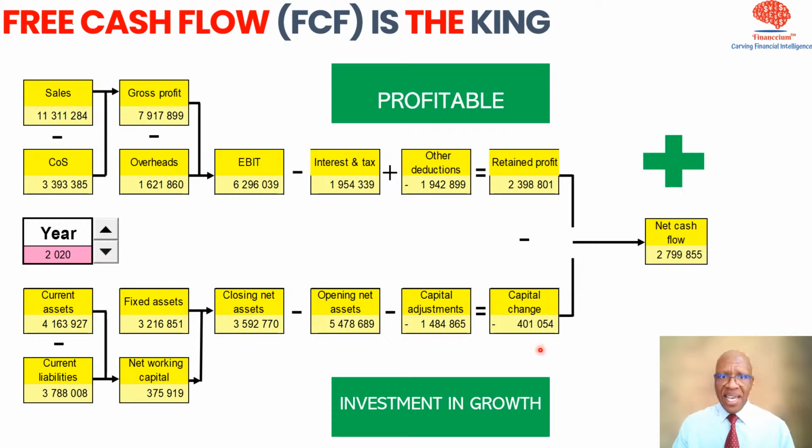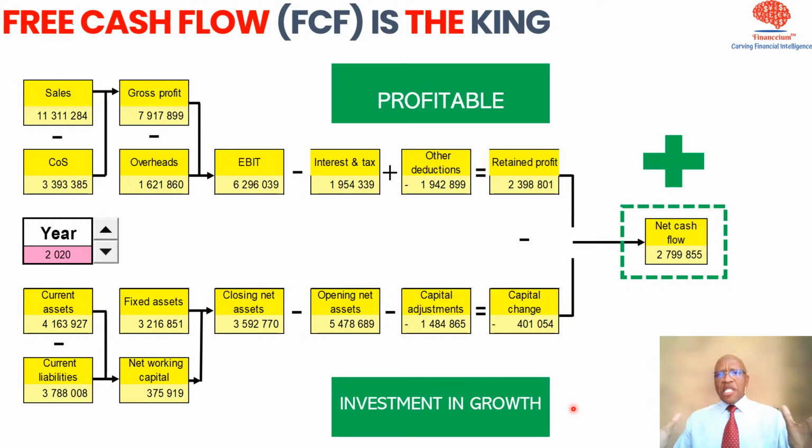Then we can also see here, when you come to the balance sheet part of our financial statement, that having looked at how we used the capital, and having taken the difference between the closing and the opening net assets, and having accounted for capital adjustment during the course of the year, the capital change during the course of the year is 400,001. Really, the message to take from this observation is that there's been an investment in growth when you're observing the activity of the balance sheet.